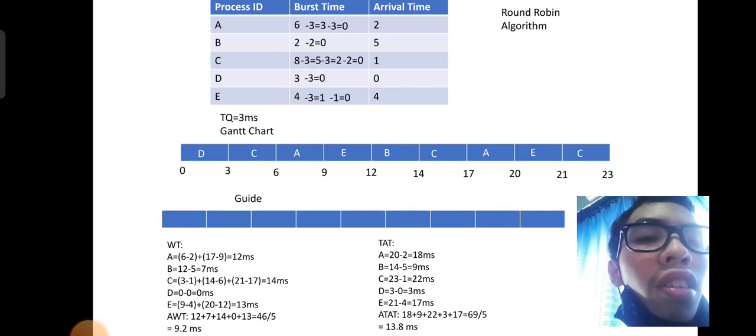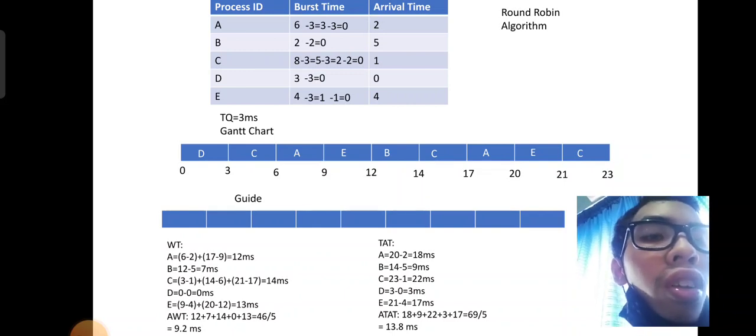That is the average turnaround time, because we add 18 plus 9 plus 22 plus 3 plus 17 is equal to, we got a total of 69, divided by how many processes we have. So since we only have 5 processes, we divide it by 5. So 69 divided by 5 is equal to 13.8 ms.